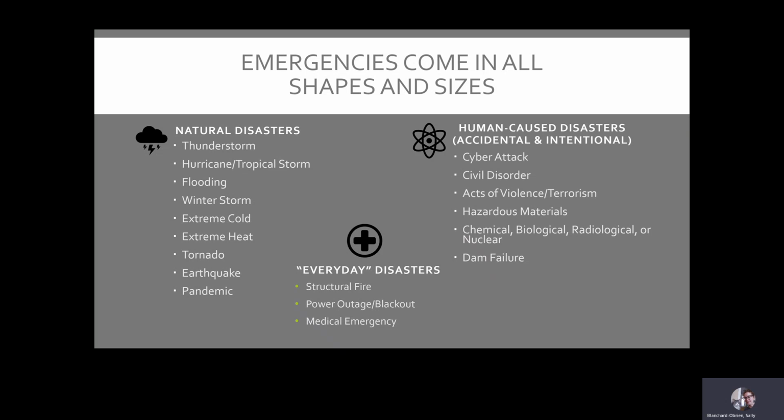Emergencies and disasters generally fall under three categories: natural disasters, which include things like storms, floods, extreme temperatures, earthquakes, and, of course, the one on everyone's mind, pandemic. There are disasters caused by human hands, which can be accidental or intentional, including things like cyber attacks, civil disorder, acts of violence and terrorism, hazardous material leaks, or infrastructure failure. The third category is what's considered everyday disasters, caused by natural or human-made disasters, such as a power outage after a storm or a structural fire after an act of arson.